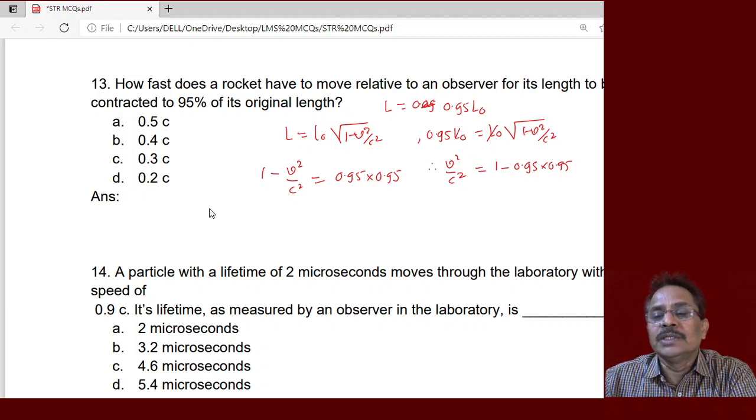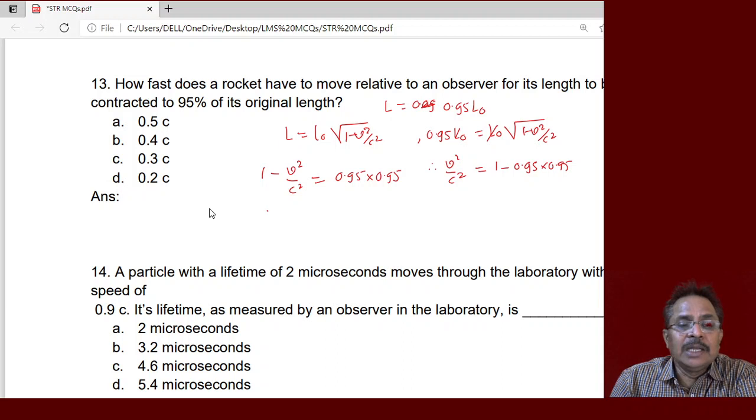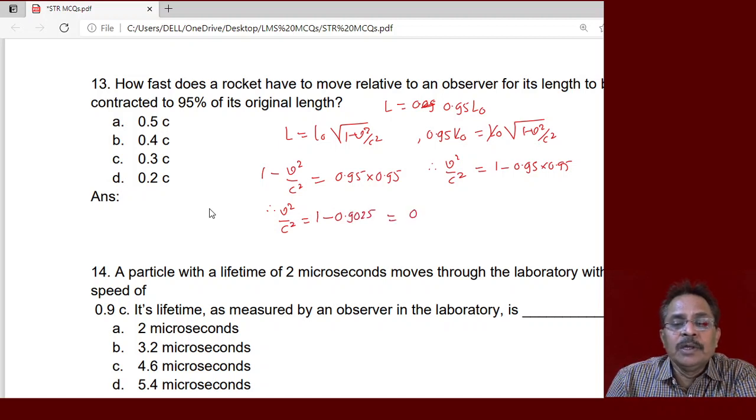And when I do all this calculation, there are 4 digits, so this number comes to be 0.9025. That means I'll get V square upon C square is equal to 1 minus 0.9025, and therefore it comes to be simply 0.0975. This is V square upon C square.